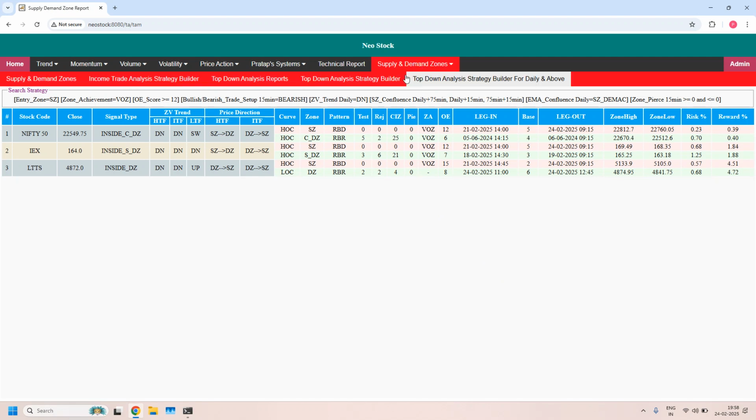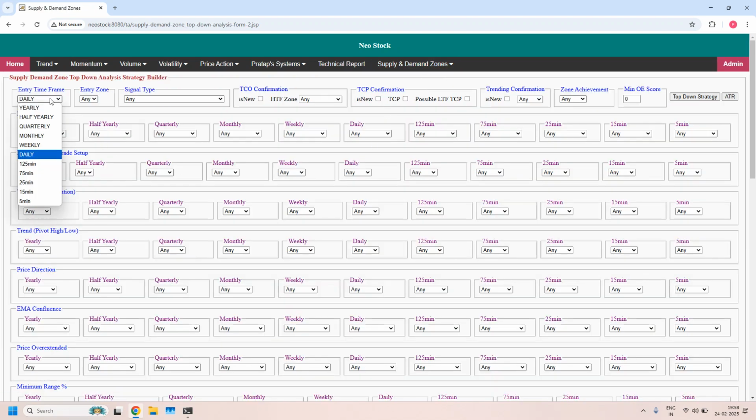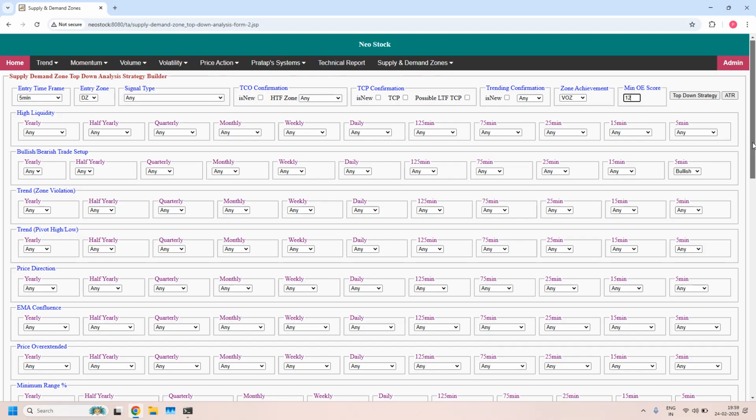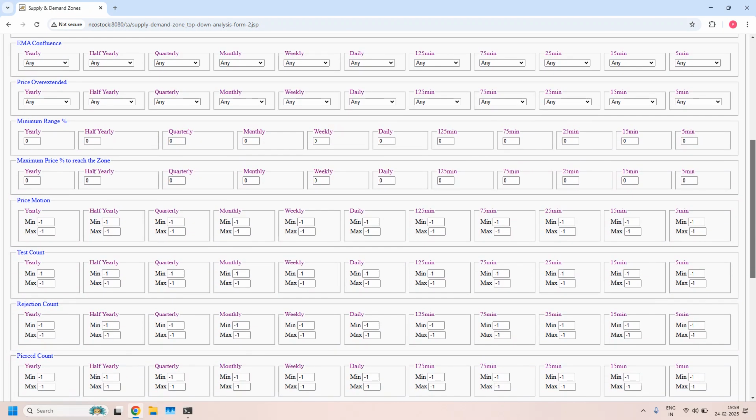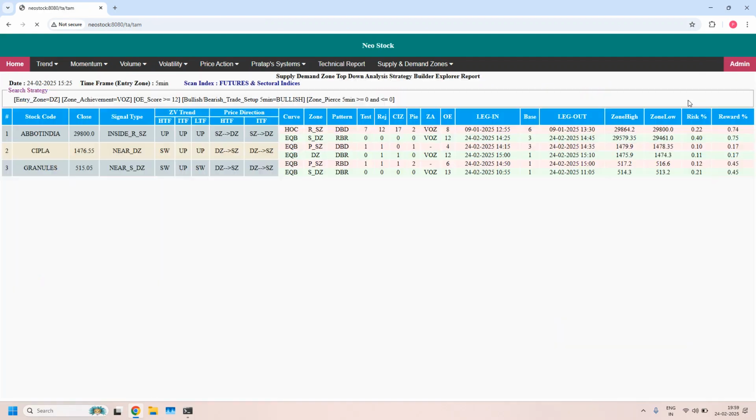Next, we will look into bullish trade setup for hourly income trade. Entry time frame 5 minutes, entry zone, demand zone. In bullish or bearish trade setup at 5 minutes, I am selecting bullish, and zone achievement should be VOZ. Minimum odd and enhanced score should be 12, and 5 minutes demand zone should not be pierced. So in the 5 minutes, minimum value 0, maximum value 0. With these filters, we got 3 stocks.